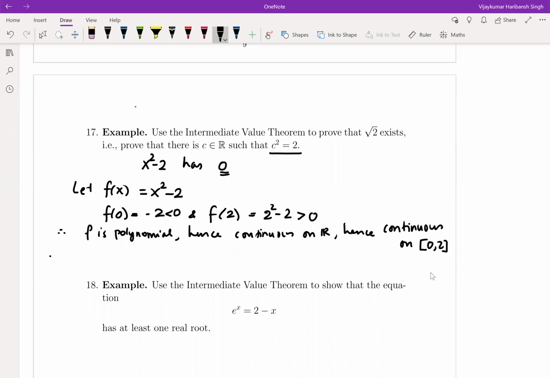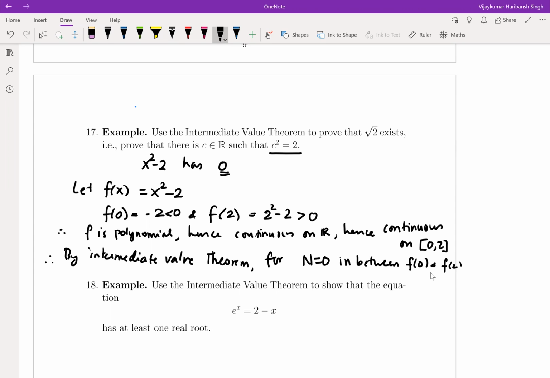So therefore, by intermediate value theorem, for n equals 0 in between f of 0 and f of 2, there exists c in 0, 2 such that f of c is equal to 0.